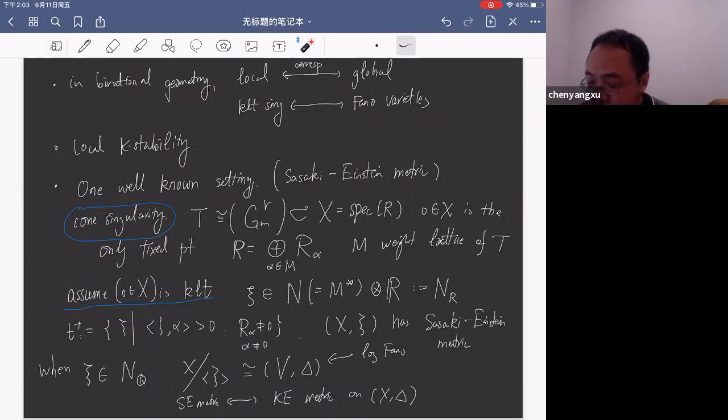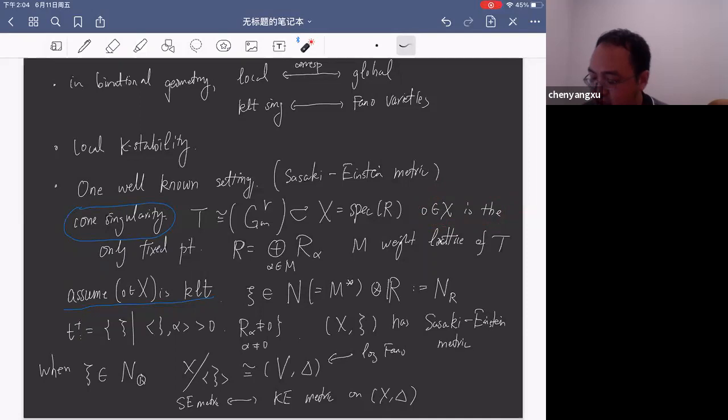In this local setup, we only consider cone singularities, not general klt singularities, but cones. Usually when you think about a cone, there's some Reeb direction and then there is some base. Here we actually consider a more general action: a torus action, not just one copy but r copies of the G_m group, acting on some affine variety, which I call X, which is Spec R. We assume it only has one fixed point, because we want it to be a cone singularity, so we'd better concentrate on one point. That is our setting.